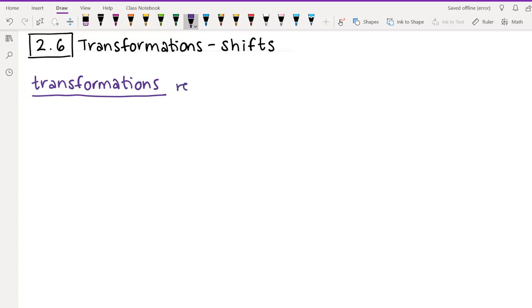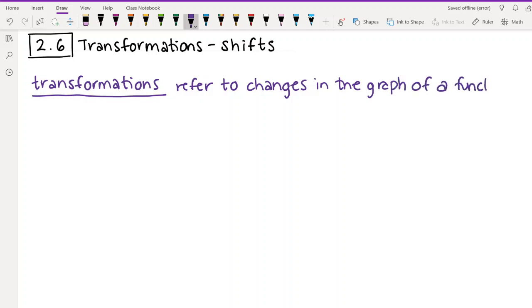So transformations refer to changes in the graph of a function. And when I say changes, what do I mean by that? I mean changes like shifts. When I say shifts, I mean taking a graph and pushing it up or down or left or right. It could also refer to a reflection.